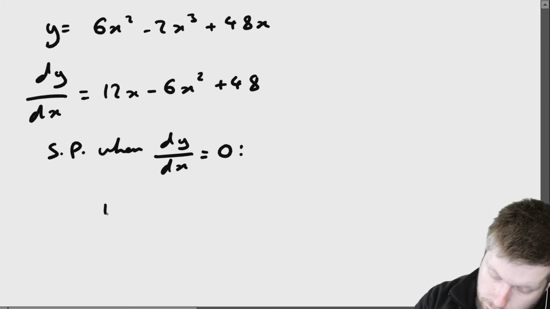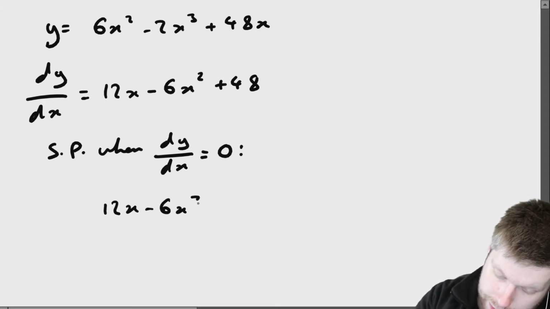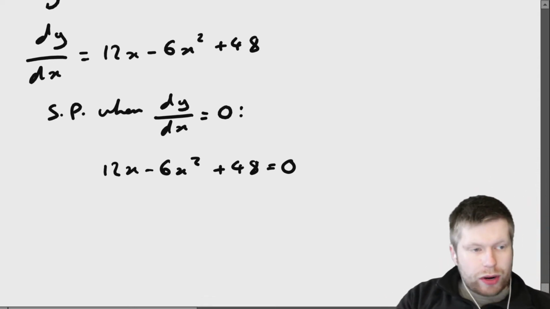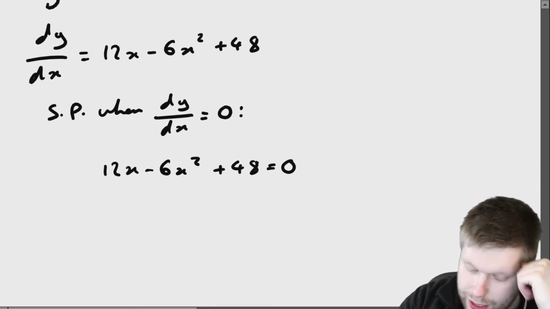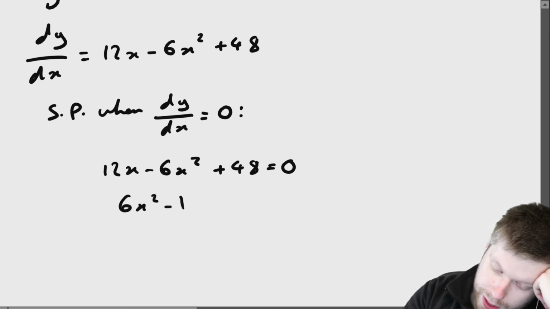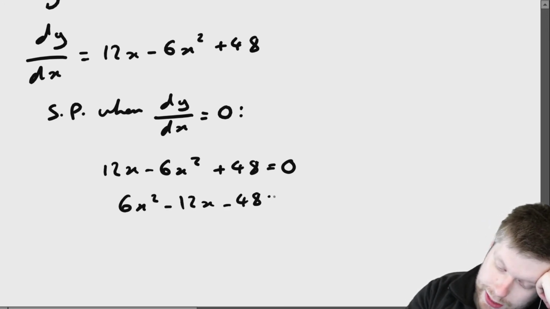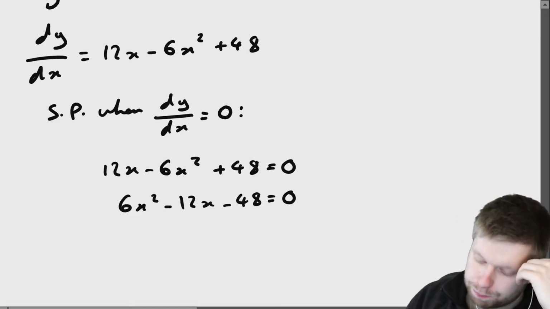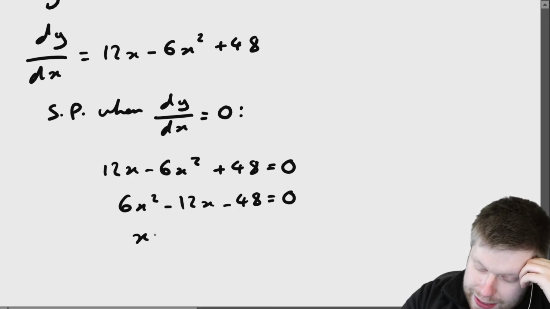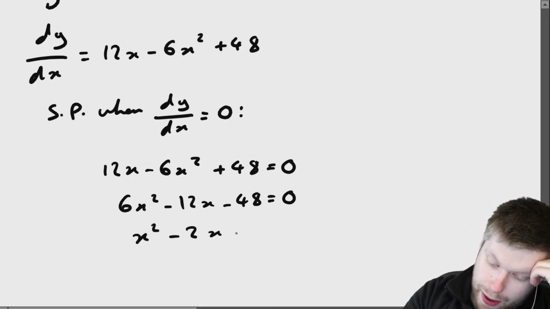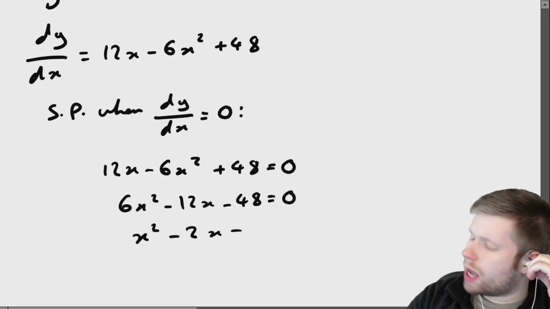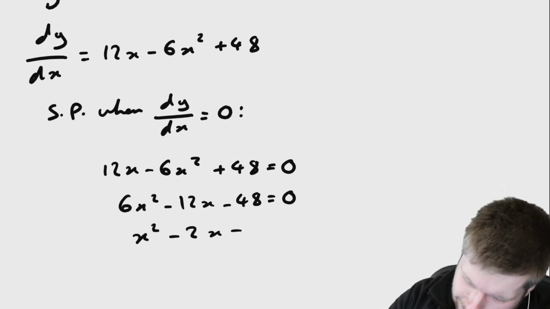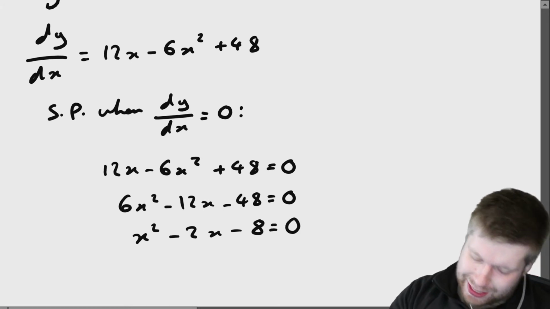So if I have 12x minus 6x squared plus 48 equals 0, let's see what I get. First of all, I'm going to rewrite this so it looks a bit more like a quadratic. So it's going to be 6x squared minus 12x minus 48 equals 0. Just multiply through by negative 1 and put the x squared term at the beginning. If I divide everything by 6, I get x squared minus 2x minus 8, of course it's 8, is equal to 0. My apologies, my brain wasn't working there.